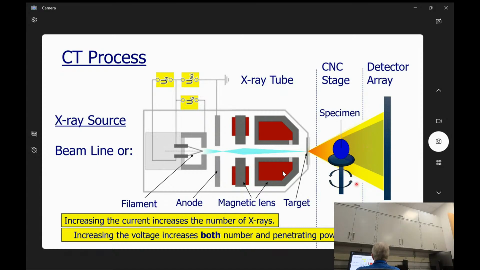During the scan, we're going to rotate the sample 360 degrees and collect projections, or 2D X-ray images, during that rotation.